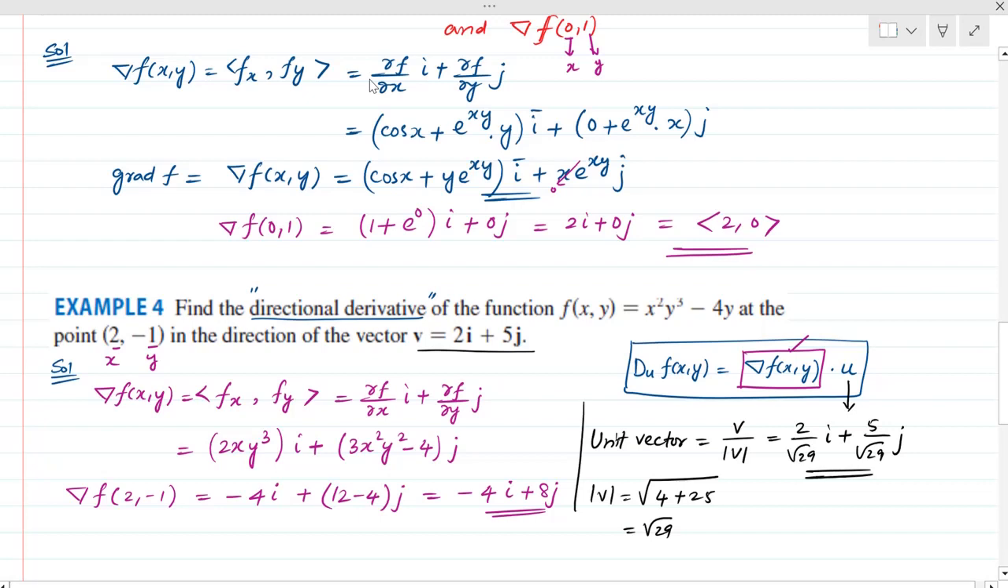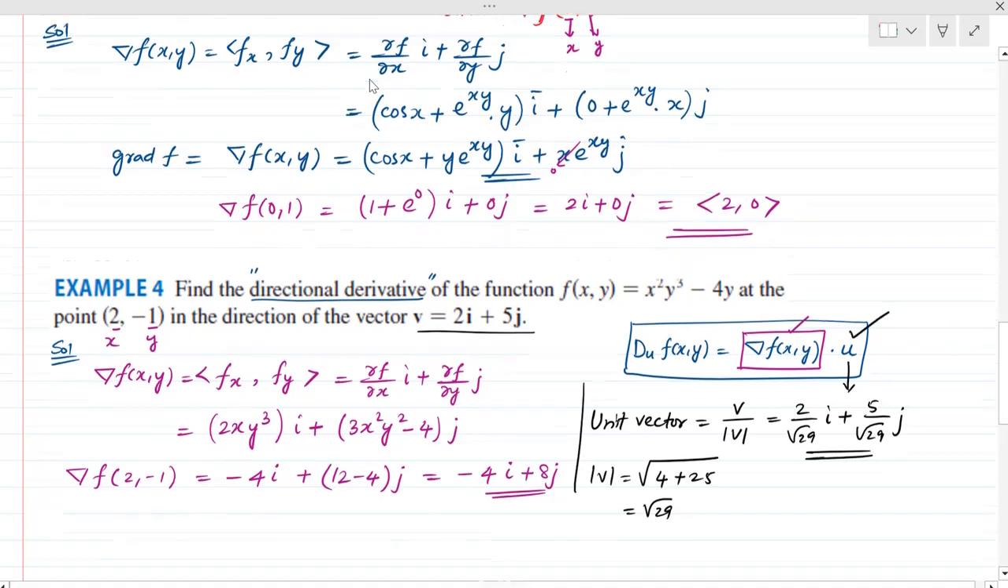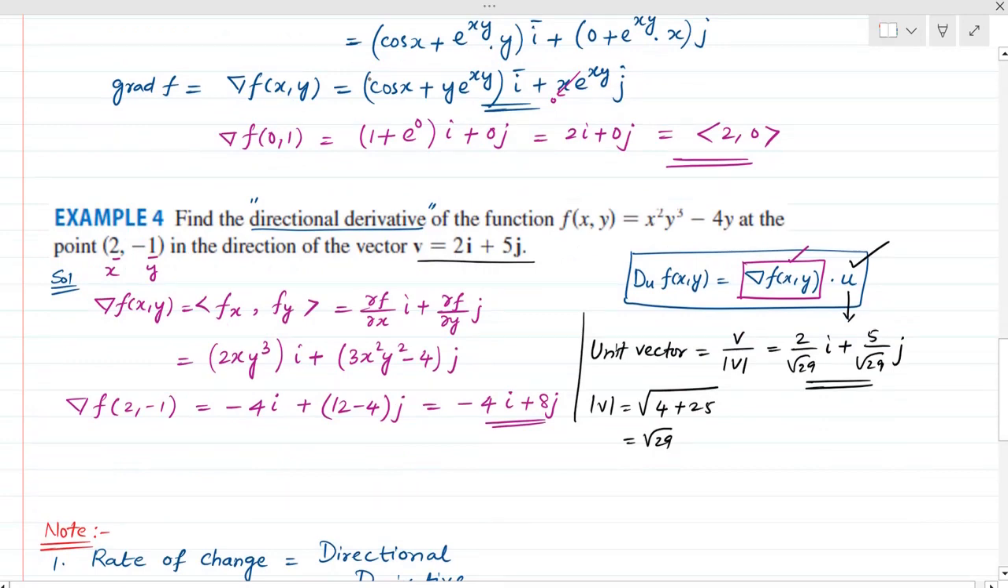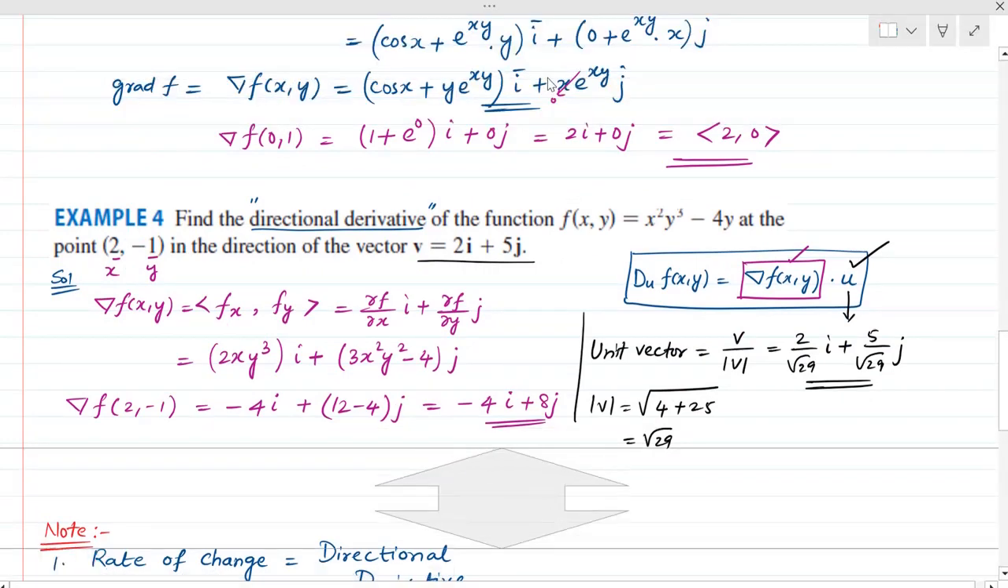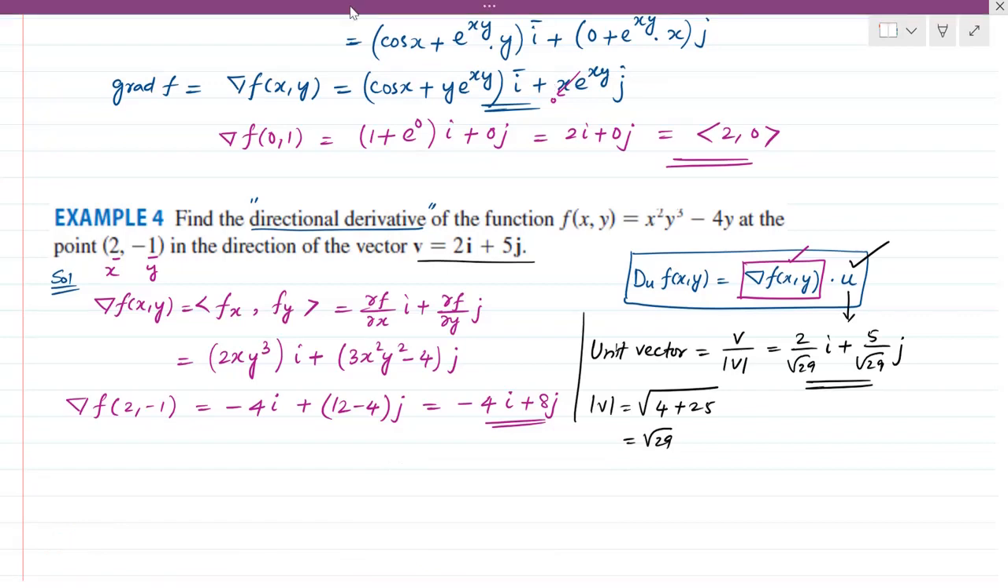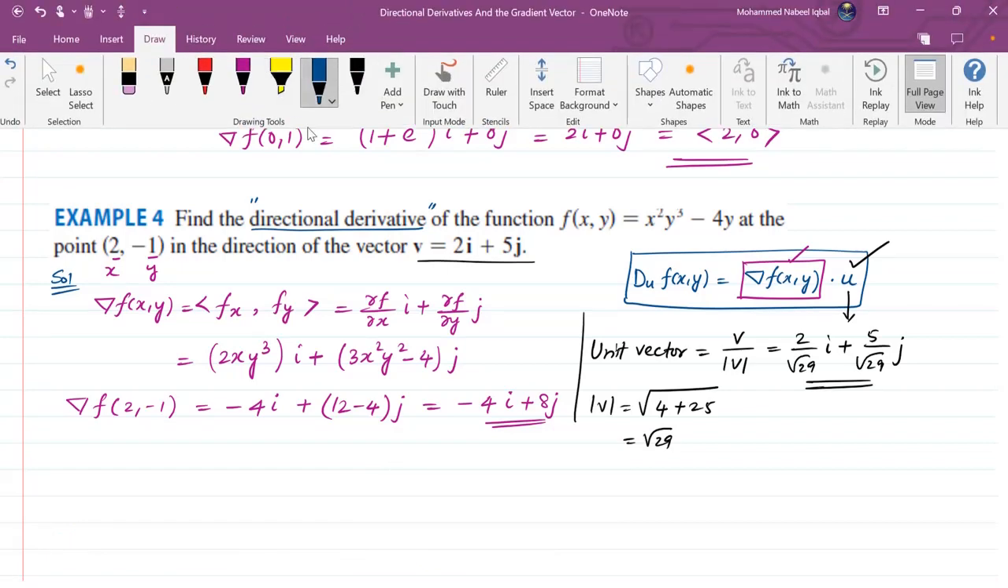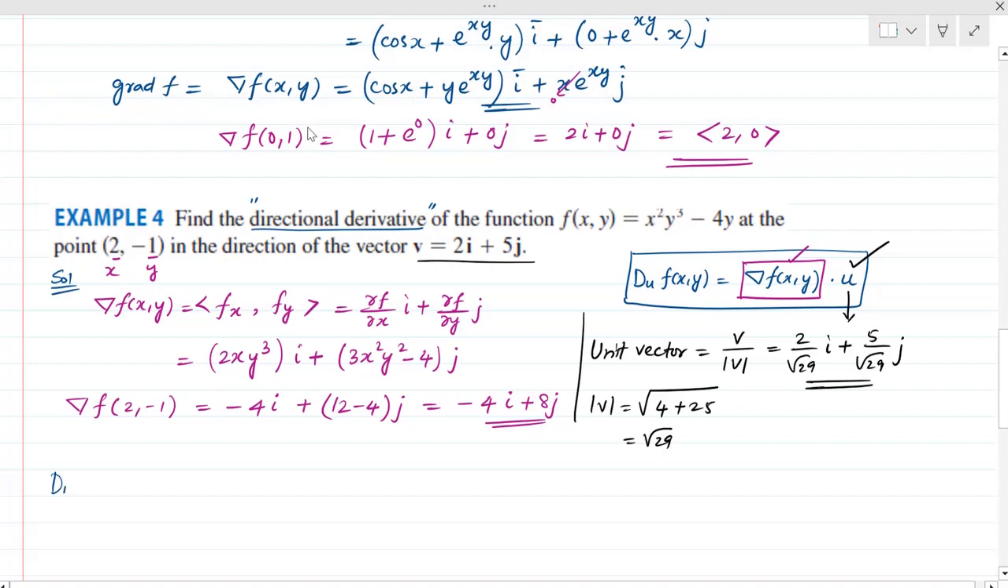So this is the unit vector. Done. Now you just have to take the dot product of these two, the gradient vector and the unit vector, and you will find the directional derivative. So I write the directional derivative at the point 2 comma minus 1 is given by the gradient at 2 comma minus 1 dot u. So the u is the unit vector.